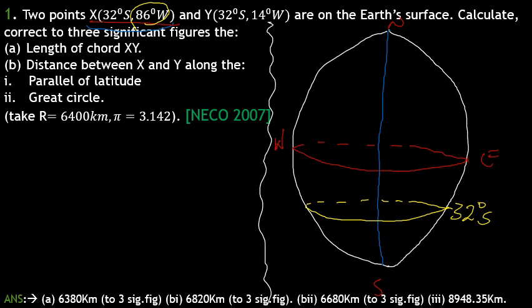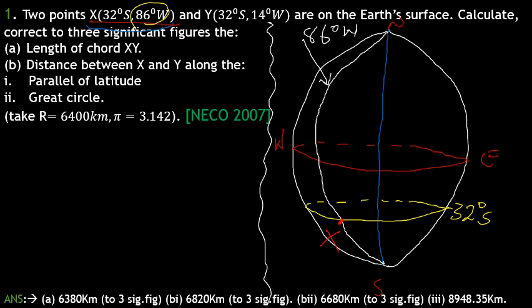Then the longitude, this one, 86 degrees west. Let me use white. Eighty-six degrees west. So the point of intersection, that is this point, will now be our X.